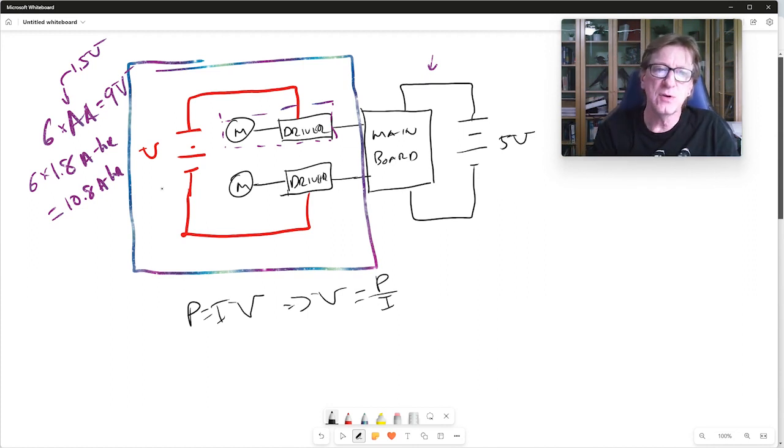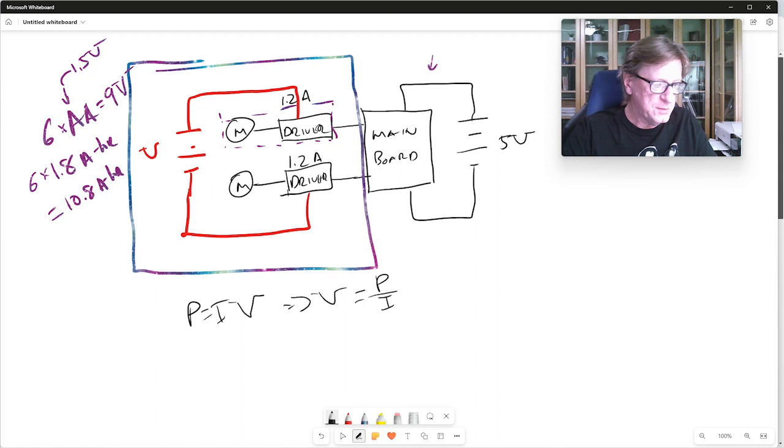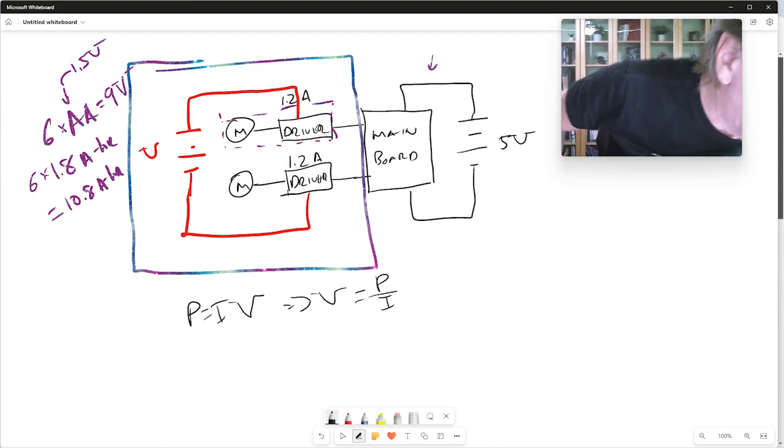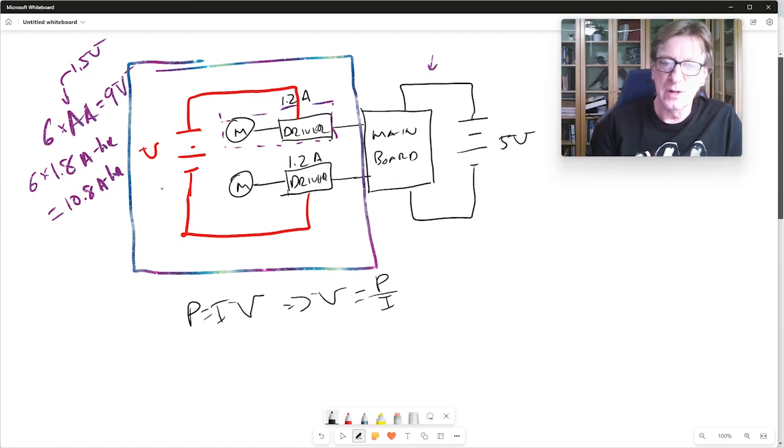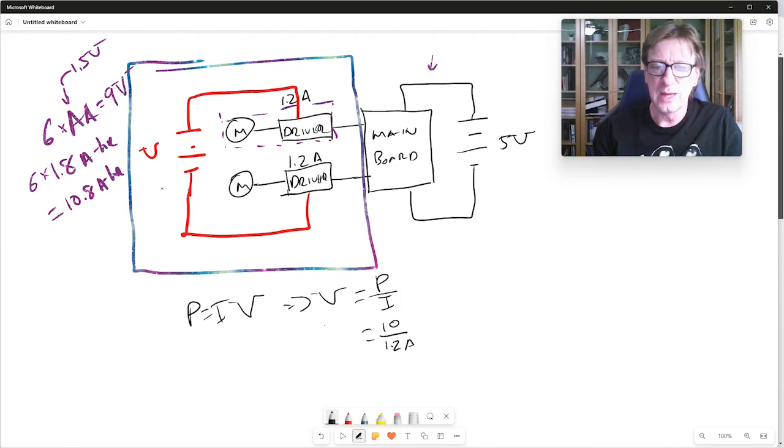So we tell you that the current going through each individual driver board is 1.2, let's see, I forgot, is it amps or milliamps? 1.2 amps, right? So it's 1.2 amps. And then this driver board also has 1.2 amps. Now, the battery pack, though, has to provide the current for each one of these to power it. So for each one, we're going to have 10 watts, and I'm going to have 1.2 amps.